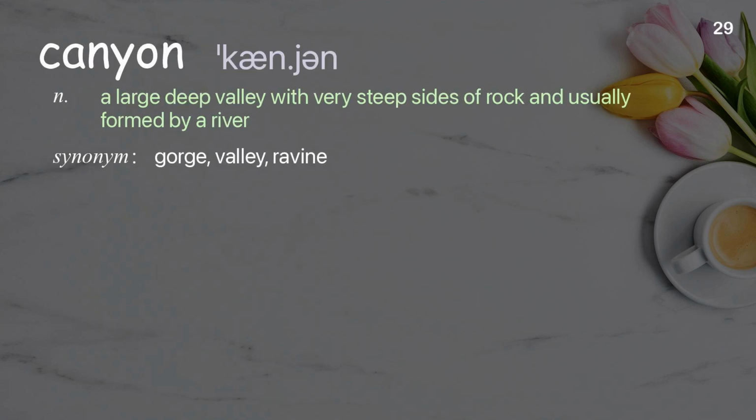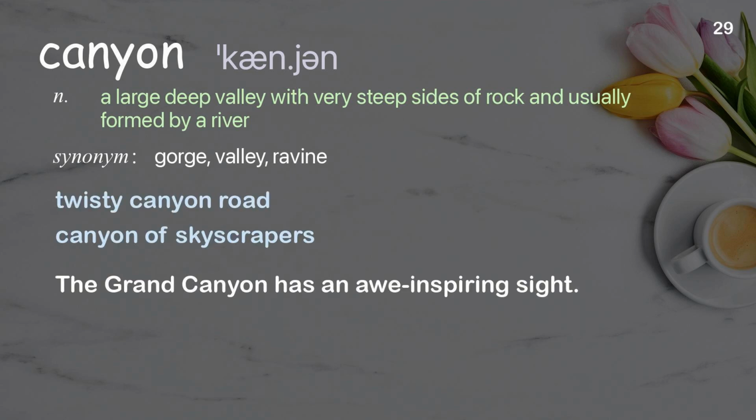Canyon. A large deep valley with very steep sides of rock and usually formed by a river. Examples: Twisty canyon road. Canyon of skyscrapers. The Grand Canyon is an awe-inspiring sight.